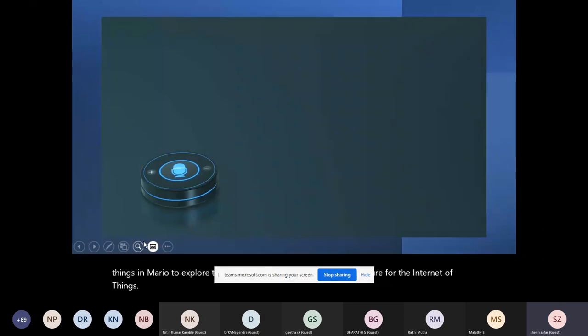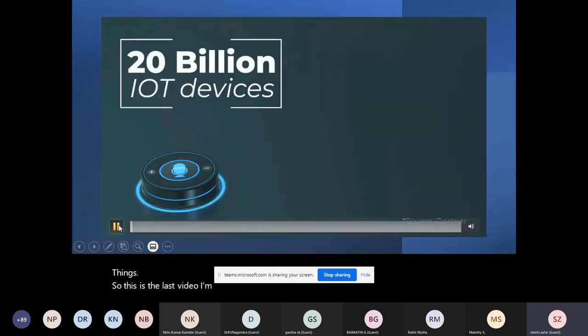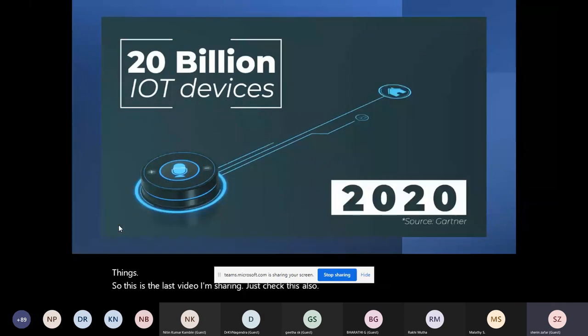So this is the last video I'm sharing. Just check this also. 20 billion smart connected IoT devices around the world by 2020.